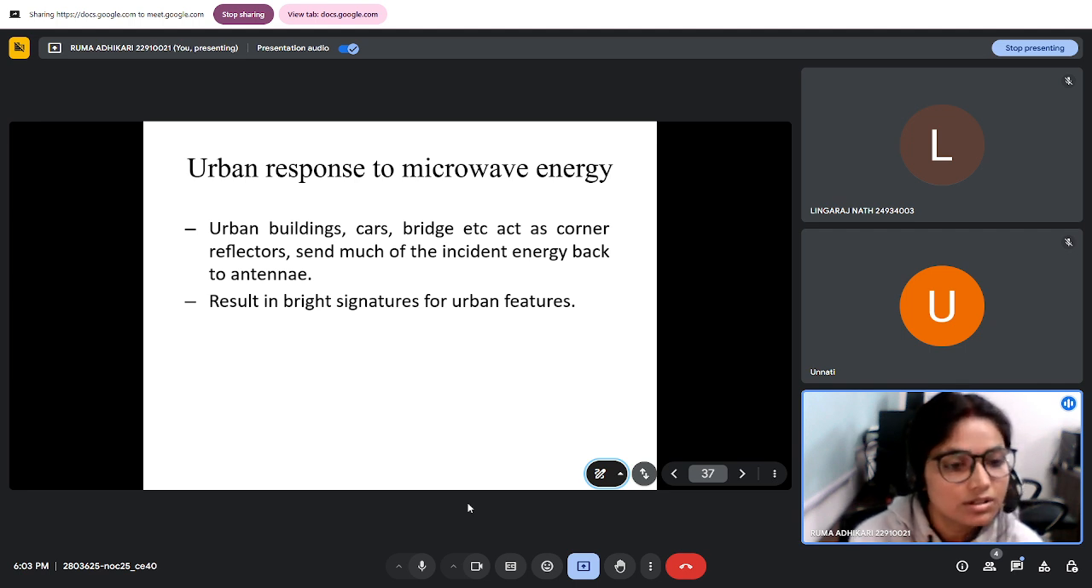We have studied corner reflectors in the first two slides. So we simulate these types of targets with corner reflectors, and because of that, multiple scattering happens and we get much more energy returning after hitting the urban surfaces.